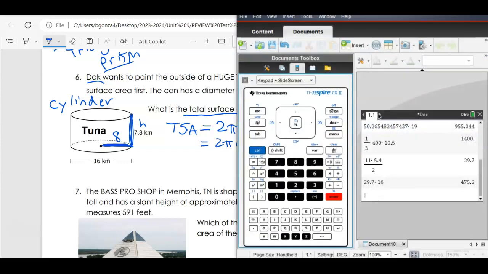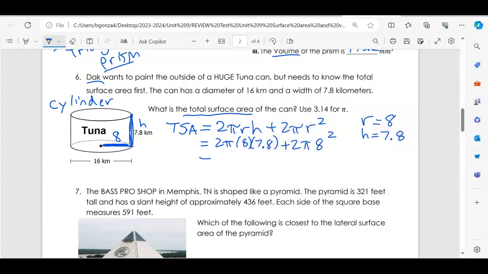2 pi 8, 7.8 plus 2 pi 8 squared. 794.195 rounds to 794.2 kilometers squared, because we're talking about surface area, which is 2D.